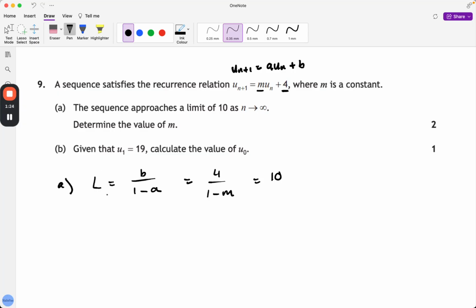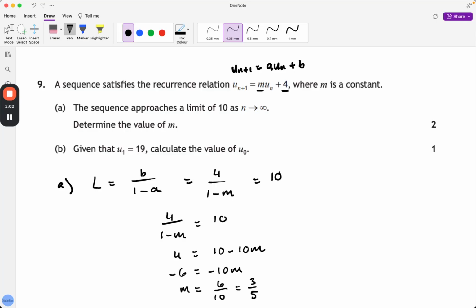So you have to remember this formula here to begin with, and then you just want to sub in your values, and we're going to solve for m, because we now have that 4 over 1 minus m equals 10. If we multiply both sides by 1 minus m, then we get 4 equals 10 minus 10m, just by multiplying that out. We can then subtract 10 from both sides, so we're going to have minus 6 equals minus 10m. And then we just have to divide both sides by minus 10. And so m is going to be equal to 6 over 10, which is 3/5.